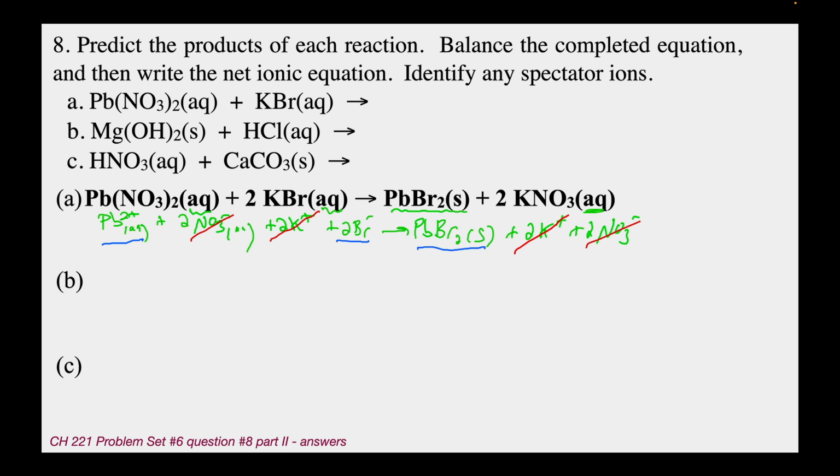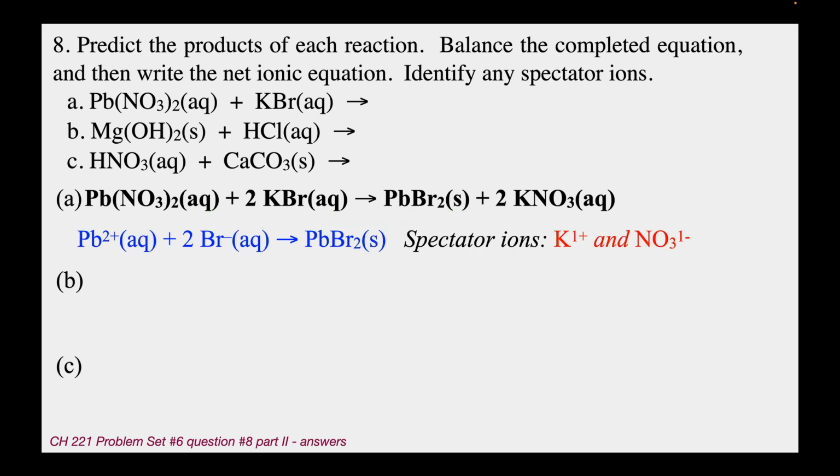Anything that's on both sides is a spectator, so potassium and nitrate are both spectator ions here, and the net ionic reaction, Pb2+ plus 2Br-, makes PbBr2. Let's look at a better version than your instructor's handwriting. The spectators, again, are K+ and NO3-. These are the parts that were on both sides of the reaction.